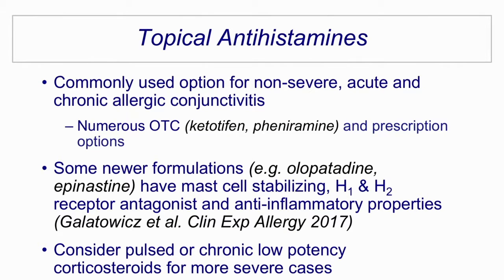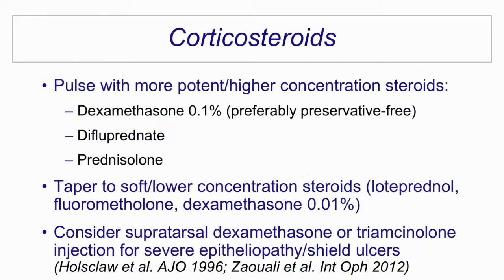Topical antihistamines are a commonly used option for the non-severe acute and chronic allergic conjunctivitis, and now there are several good over-the-counter options as well as prescription options. And the newer formulations, such as olopatadine or epinastine, have mast cell stabilizing properties, and some of them have both H1 and H2 receptor antagonist and anti-inflammatory properties. And then, as I mentioned, you can consider pulsed or chronic low-potency corticosteroids for the most severe cases.